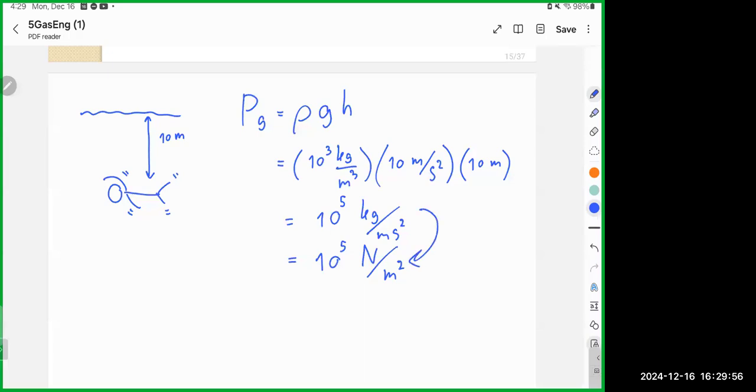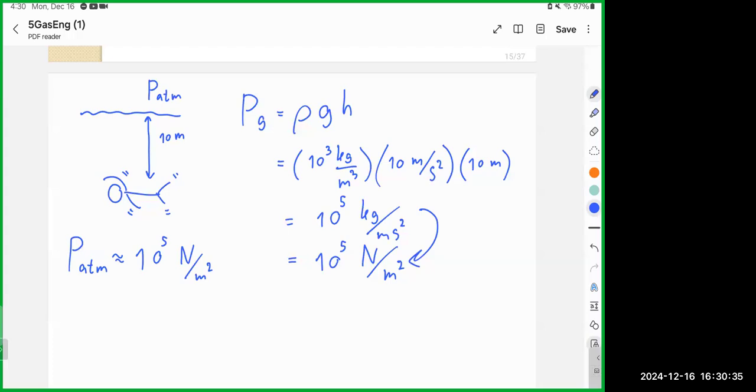You can convert this. If you consider P at the atmosphere is around 10^5 Newton per square meter, this means that every 10 meters depth under the surface, the pressure increases 1 atm. For example, in this case, the pressure at the surface is around 1 atm, right?